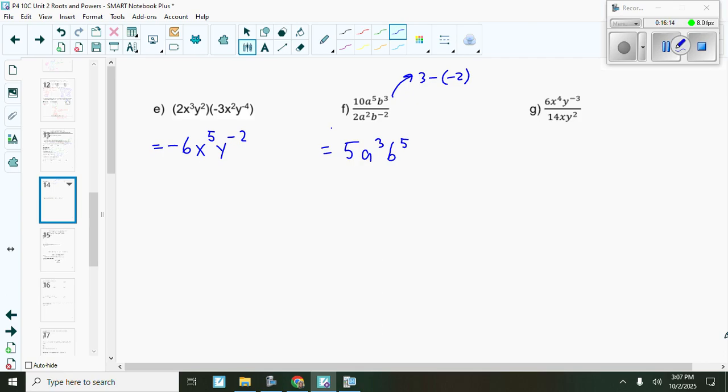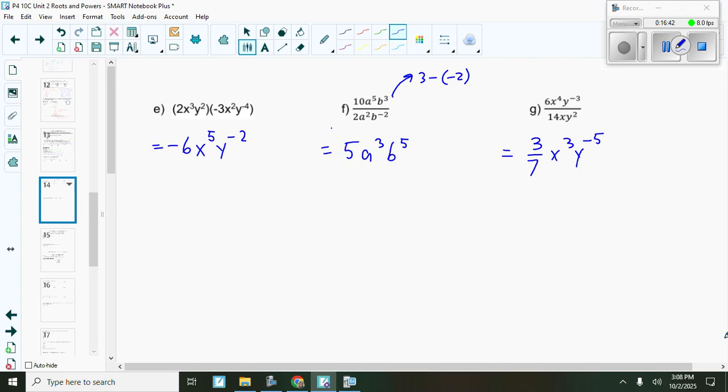Okay, good job helping each other on that. So we decided it was going to be 3 over 7 because we divided top and bottom by 2. And then when we subtracted 4 minus 1, it gave us x to the power 3. And then negative 3 minus 2 gave us y to the negative 5.